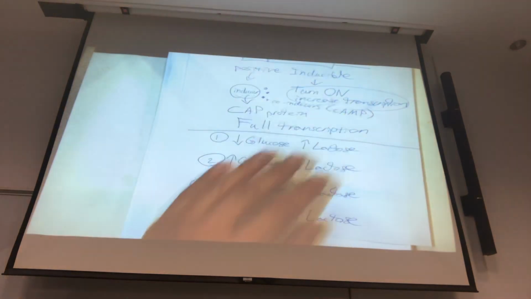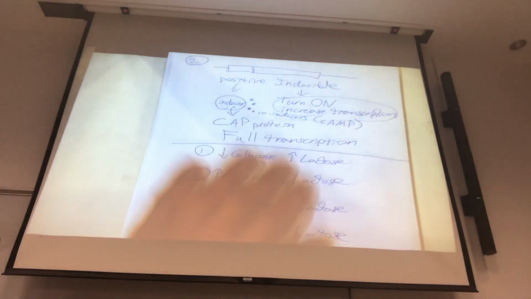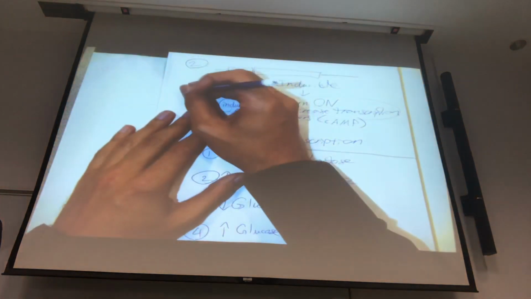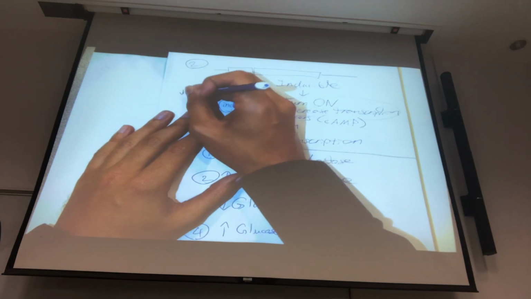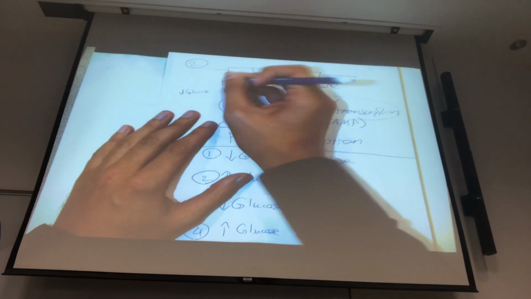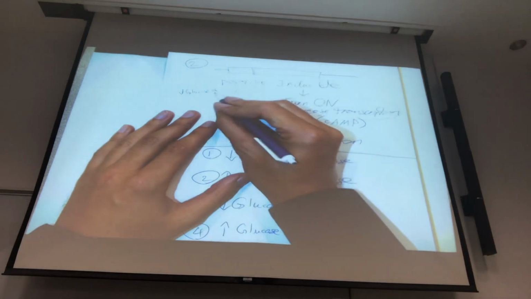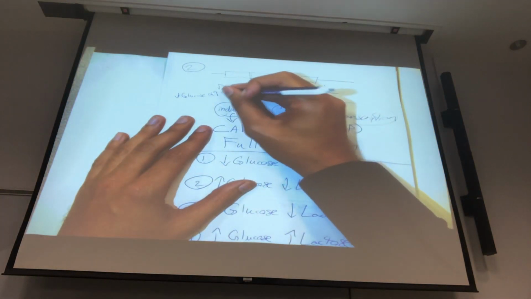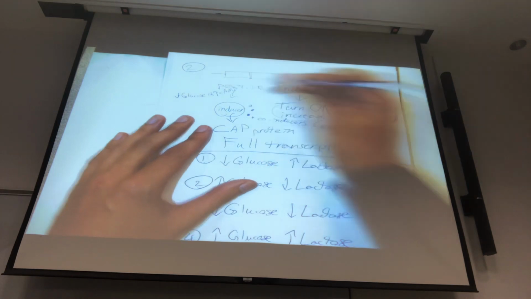Now, you can add it to this diagram, and I did forget to do that. But how does glucose have anything to do with step 2? It turns out that the amount of glucose is inversely proportional, which is indicated with this alpha sign here, to the amount of cyclic AMP.